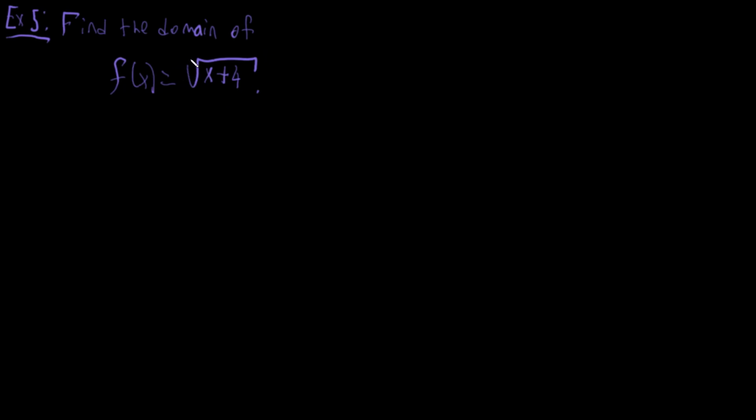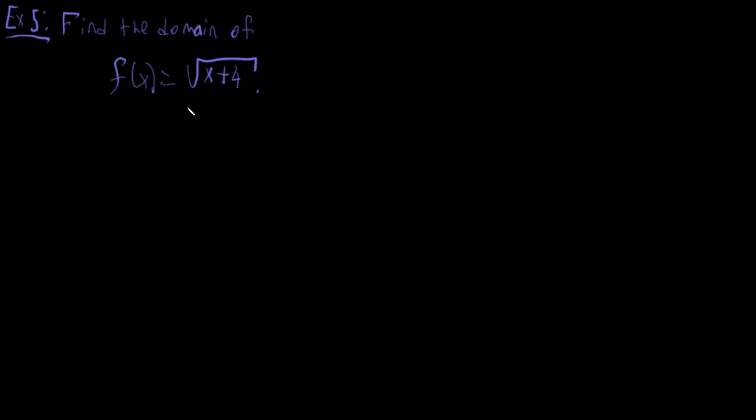Now, this could have been a 4th root or a 6th root or any even power root, and we'd still have the issue. Odd roots we don't care about. Even roots we do. So find the domain of f of x equals the square root of x plus 4. So what do we want? We want to make sure that this is not negative. So how are we going to set that up?